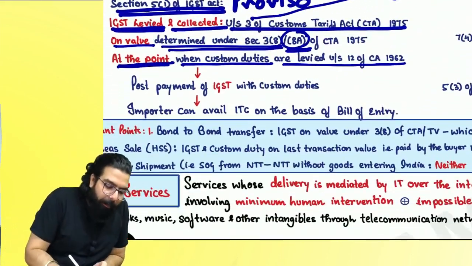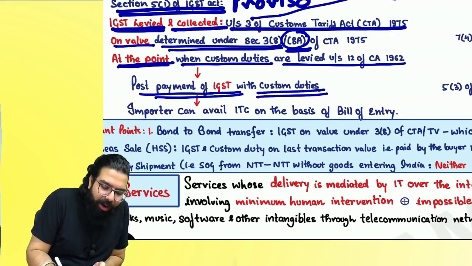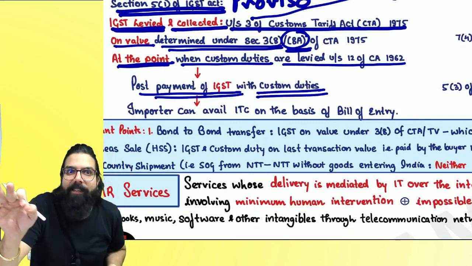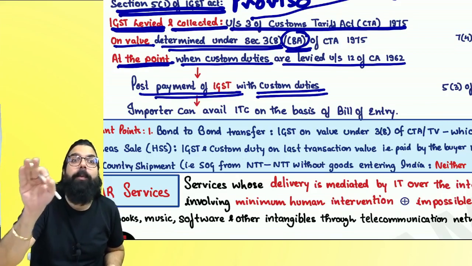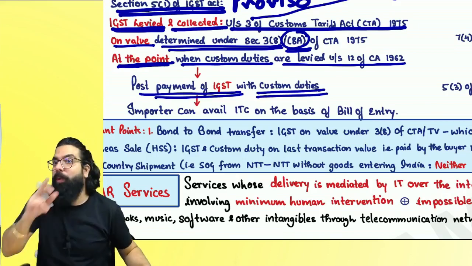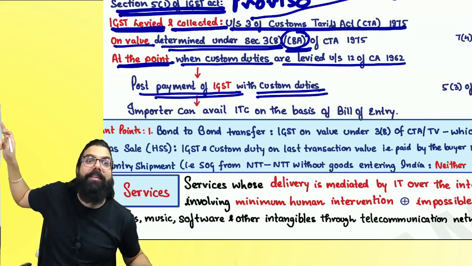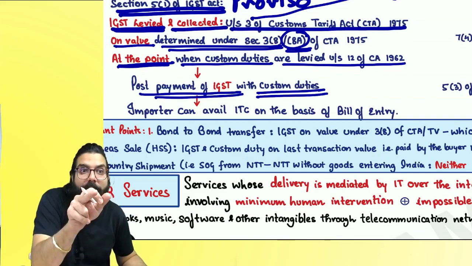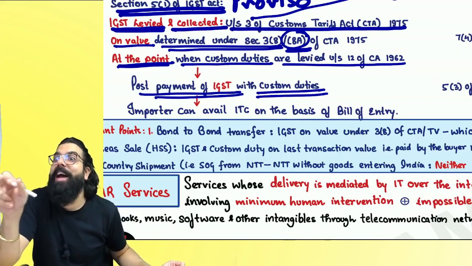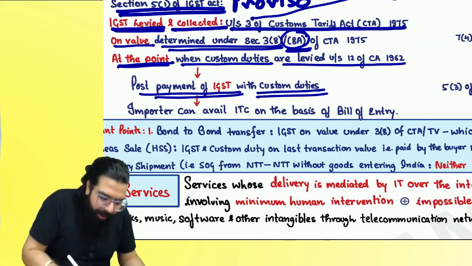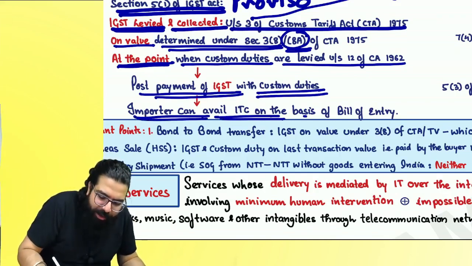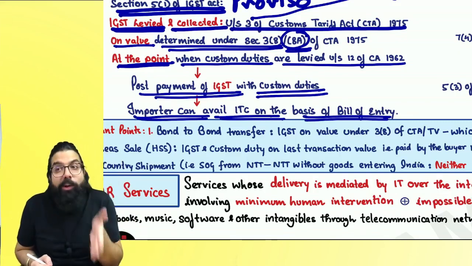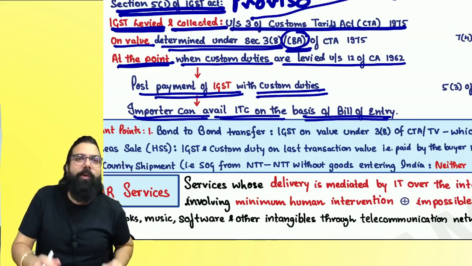Next, post payment of IGST along with the custom duties, based on the bill of entry, you can take the input tax credit. Which bill of entry? The one you file for home consumption under Section 46. In that bill of entry, you pay the IGST. If you have the bill of entry, you can take the ITC. The importer can avail the ITC on the basis of the bill of entry. Is my point clear to all? But this thing you already know. Can I go ahead, everyone?